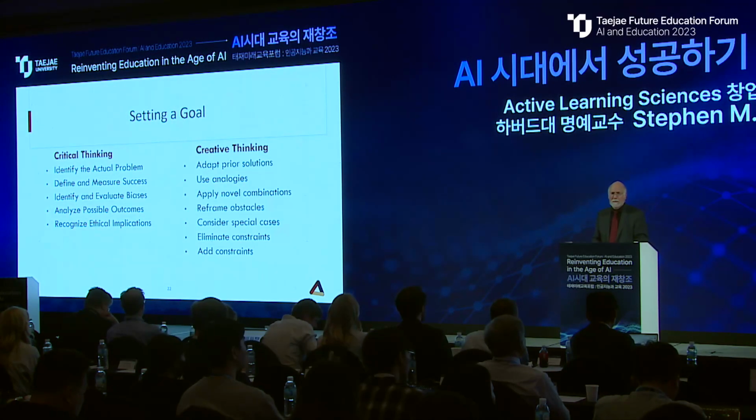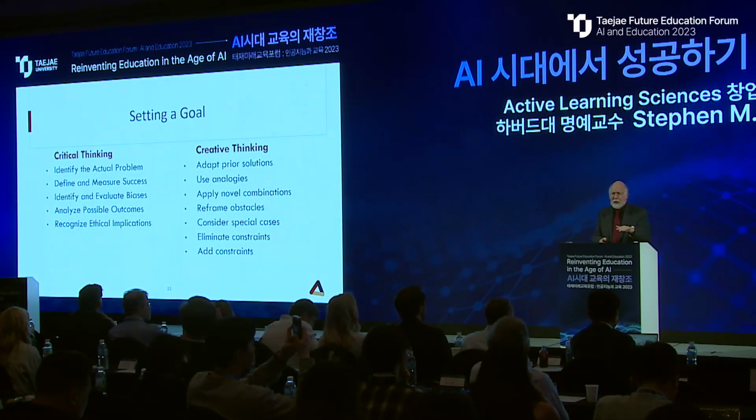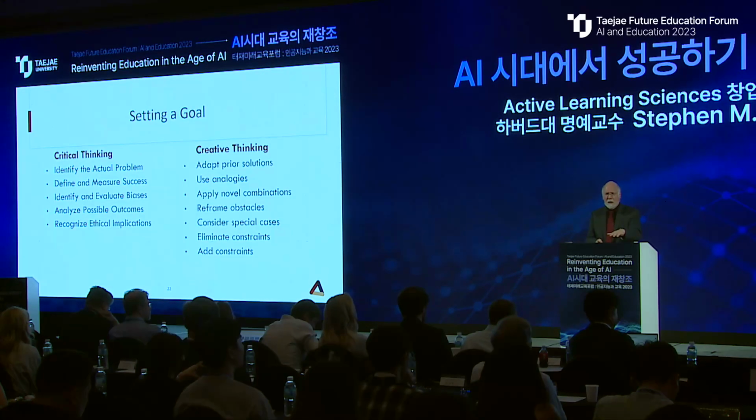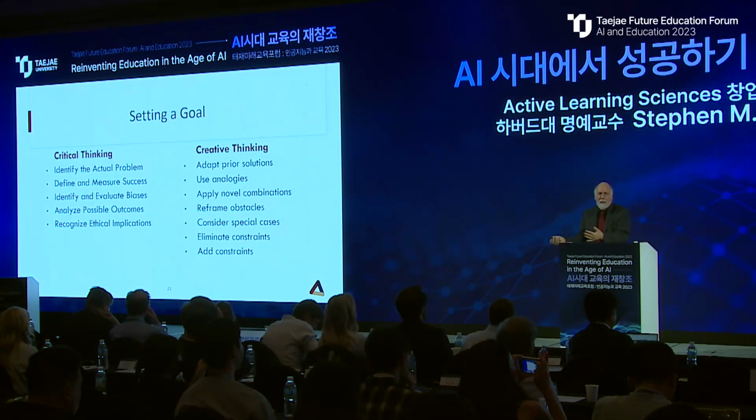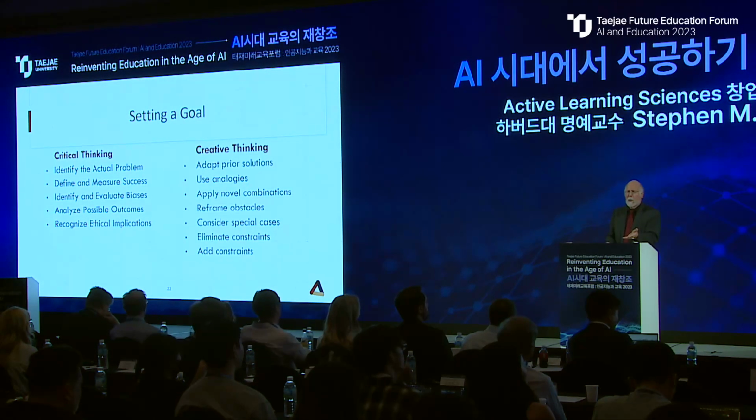So, setting a goal. I can't go through all these in detail. I want you to get a sense for it. You can see there's a set of critical thinking components, like you have to identify what the actual problem is. Define and measure success. How do you know whether it's going the right direction or not? Identify and evaluate biases. That's all critical thinking.